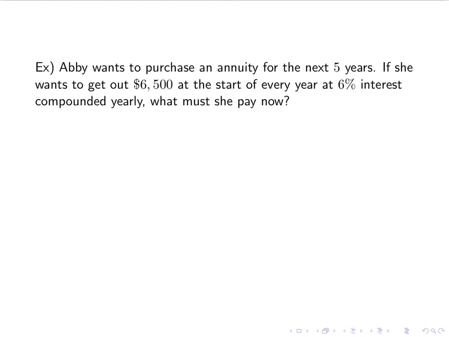Abby wants to purchase an annuity for the next 5 years. If she wants to get out $6,500 at the start of every year at 6% interest compounded yearly, what must she pay now? What must she pay now? That's A. 5 years is T. She wants to get out $6,500 at the start of every year. That's the repeated payment. Start of every year tells me annuity due. 6% interest tells me that R is 0.06.